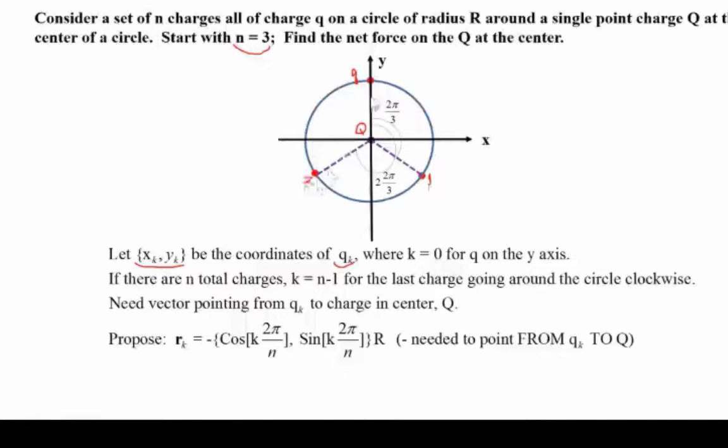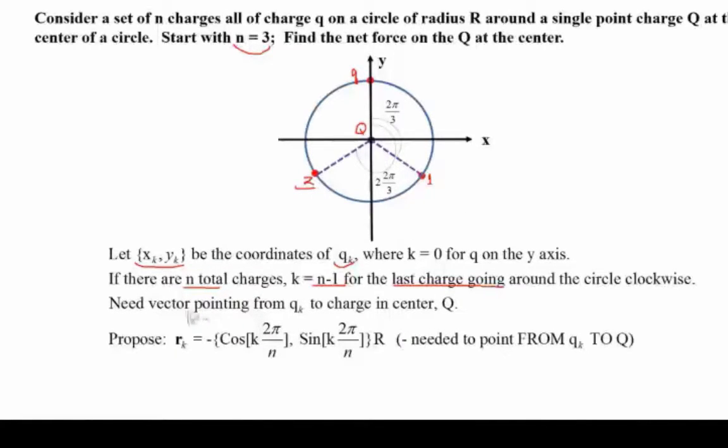If we call this k, k equals 0, k equals 1, k equals 2, then k max is equal to 3 minus 1, or n minus 1. So this is k max for the distribution of charge that we have. Let me repeat. If we have n total charges, then k max is equal to n minus 1, and that corresponds to the last charge going around the circle clockwise.